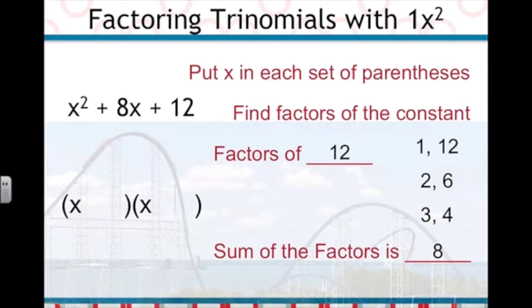They always need to add up to the middle coefficient, in this case 8. Looking at the factors we have, 2 and 6 add up to 8, so we will put a plus 2 and a plus 6 as the second terms of the binomials. Now we have our final answer: x squared plus 8x plus 12 equals (x plus 2) times (x plus 6).